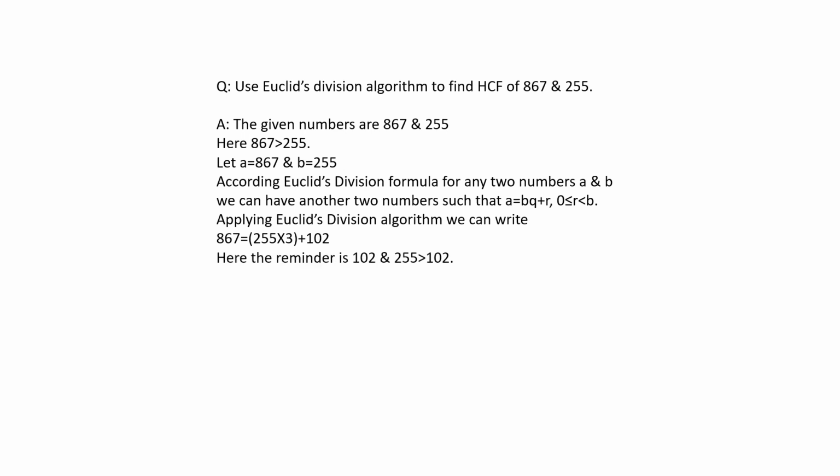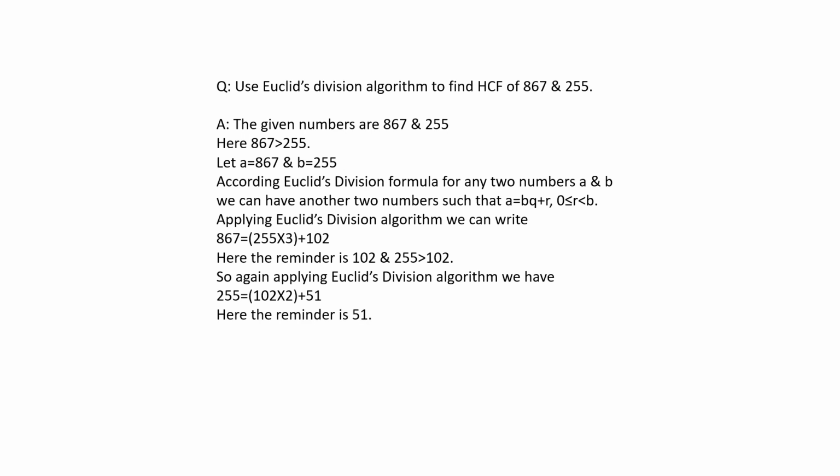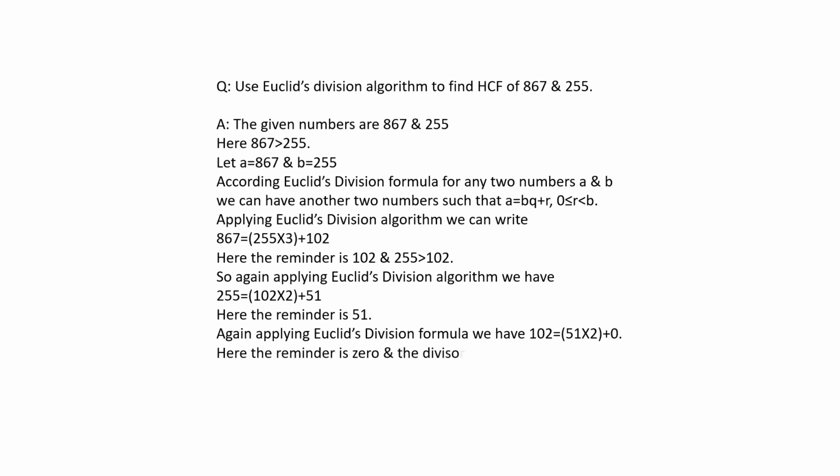Here the remainder is 102 and 255 is greater than 102. So again, applying Euclid's division algorithm, we have 255 equals 102 into 2 plus 51. That means here also we got the remainder 51, not 0. Again, applying Euclid's division lemma, we have 102 equals 51 into 2 plus 0. So here the remainder is 0 and the divisor is 51. Hence, HCF of 867 and 255 is 51, which is the answer.